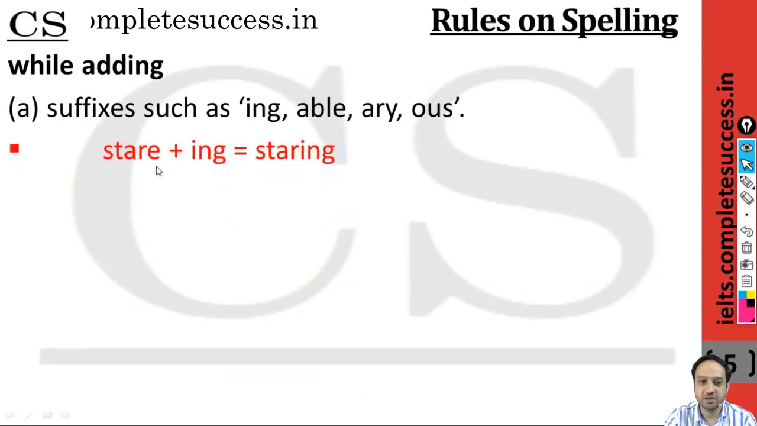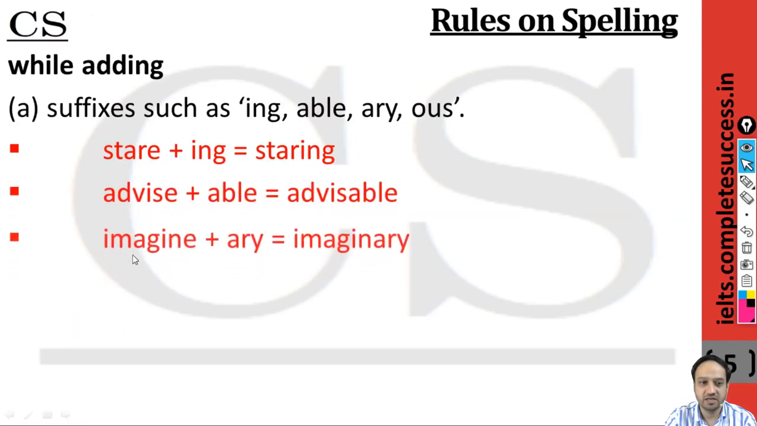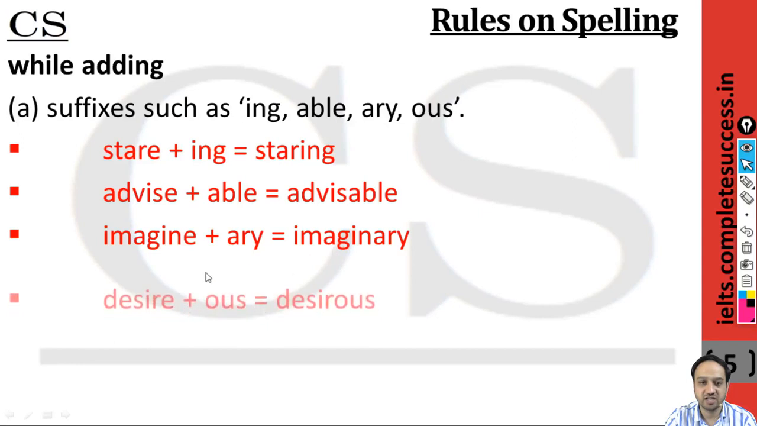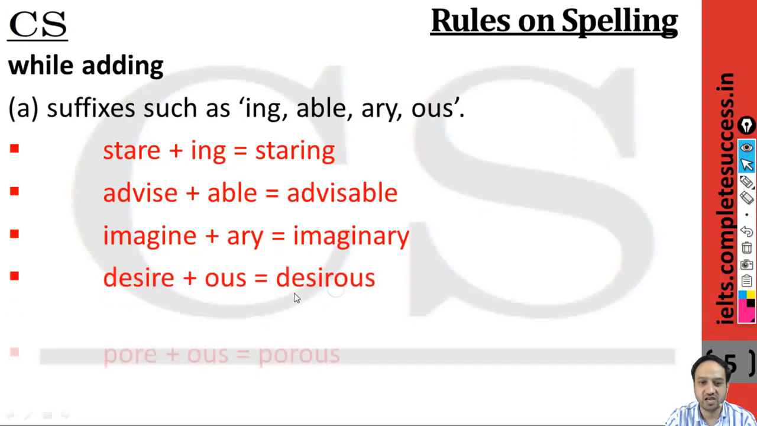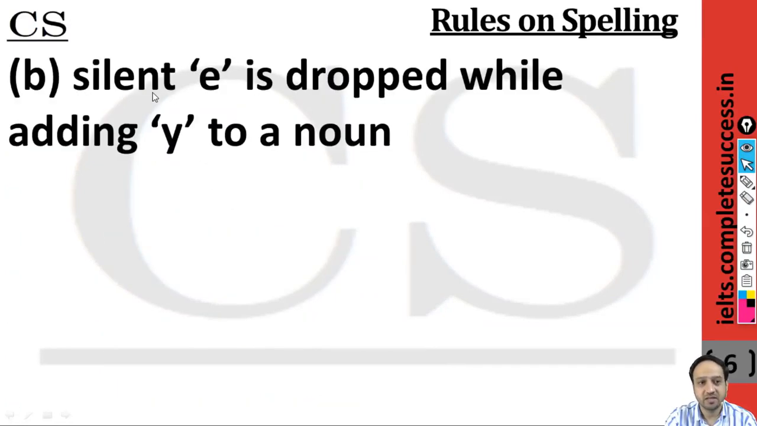Other words are stare plus ing, staring. Advise plus able, advisable. Imagine plus ary, imaginary. Desire plus ous, desirous. Pour plus ous, porous. Imagine plus able, imaginable, and fame plus ous, famous. In all such cases also we have dropped the letter e when we add ing, able, ary or ous.